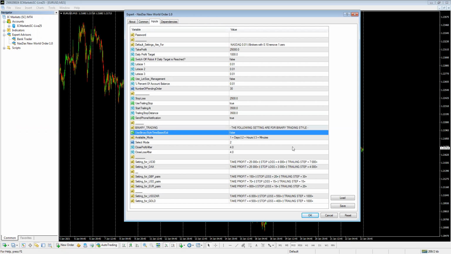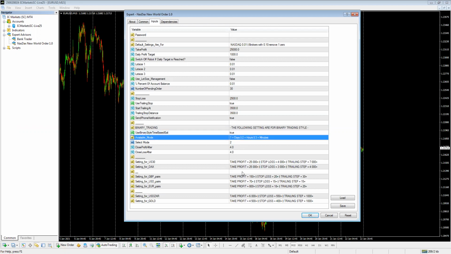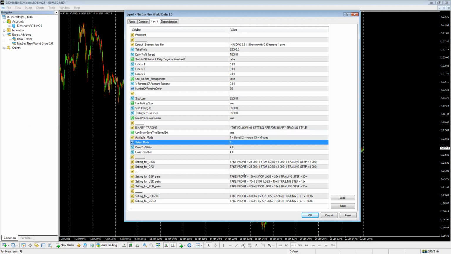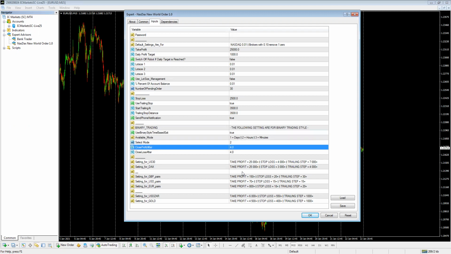So if you set this on true, then you have three options. Either the trade will run for days, or the trade will run for hours, or the trade will run for minutes. By default it is on 2, which is hours. Okay, so if you have it set to 4 while your mode is 2, this means the trade will be closed after 4 hours.